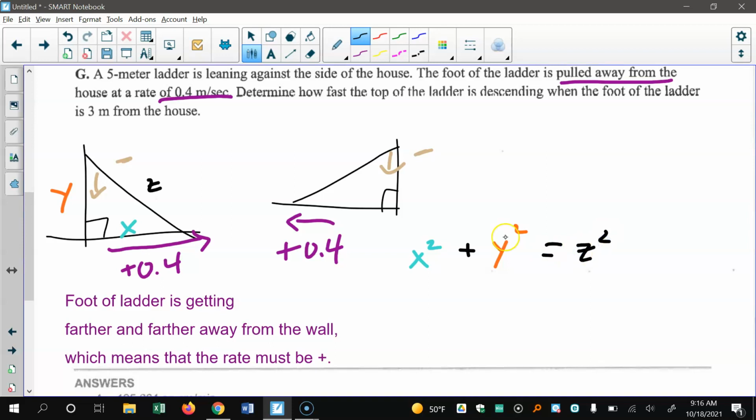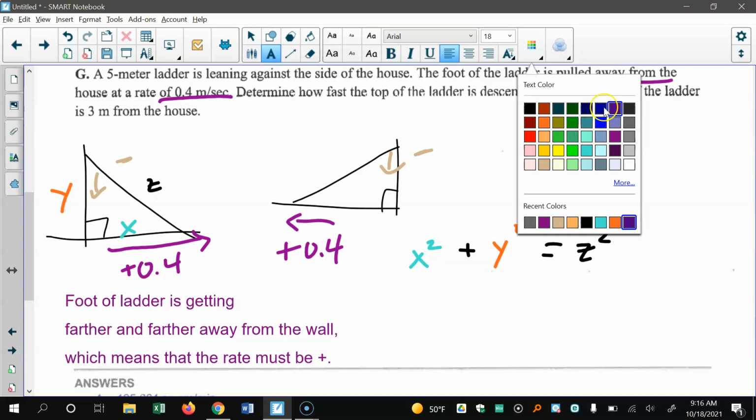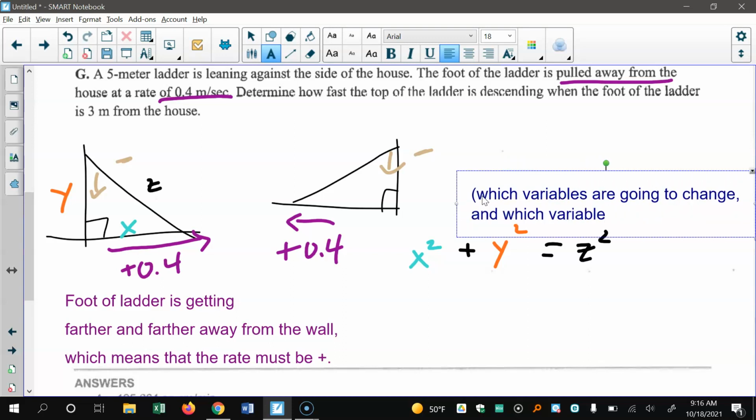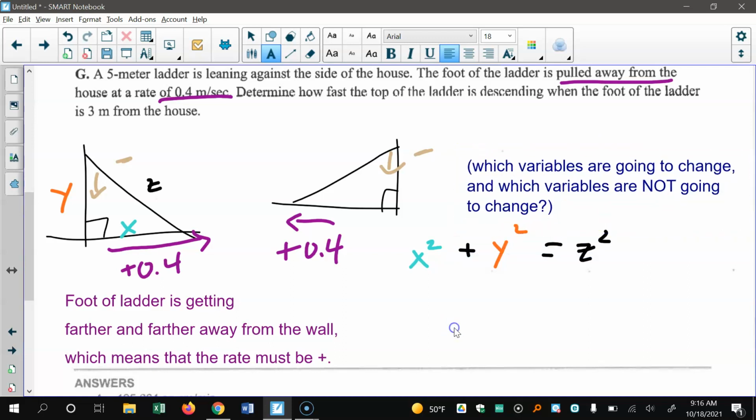Now I'm thinking about this problem and I'm thinking, okay, what's going to change here? Which variables are going to change, and which variables are not going to change? Well, the variables that are going to change are x and y. The z is not changing. The z doesn't change because it's a ladder. Ladders don't change size when they fall. So I could plug in the value here and get a rate.